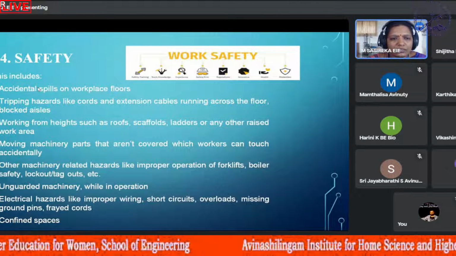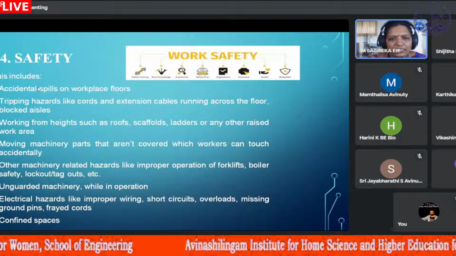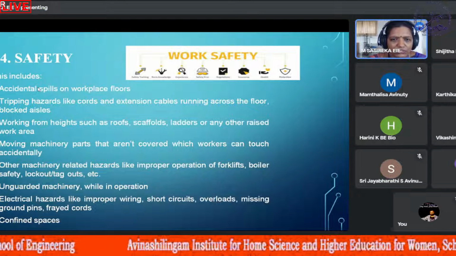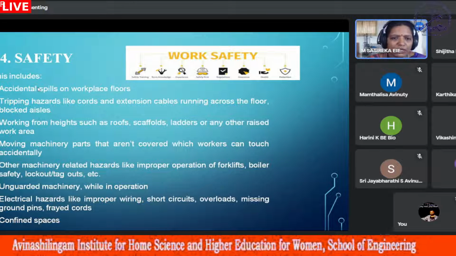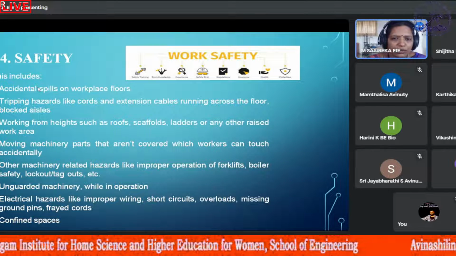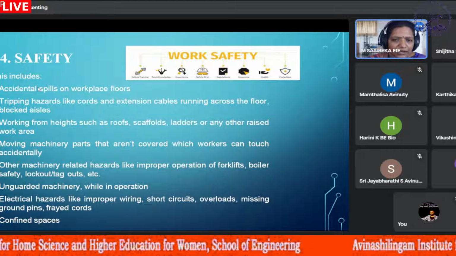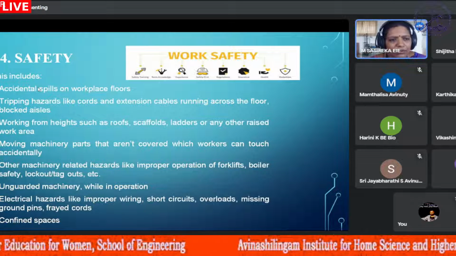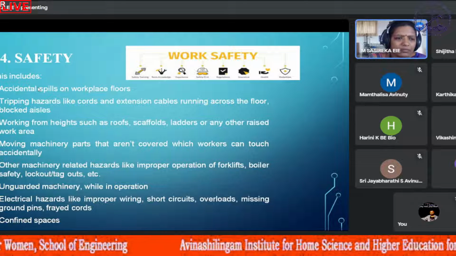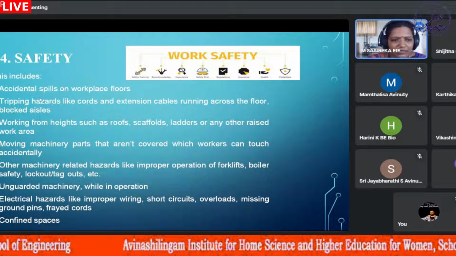So the fourth one is safety. This includes, suppose there is a spill on the workplace floor, and if you are not taking care and you walk through it, you may slip. Because of that, you may have some fractures and other injuries.